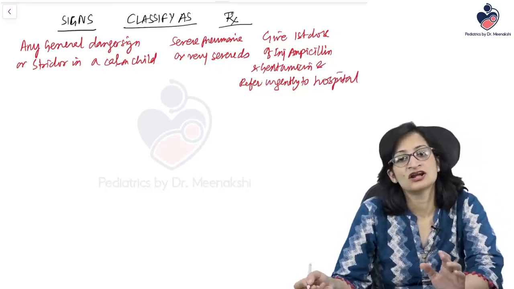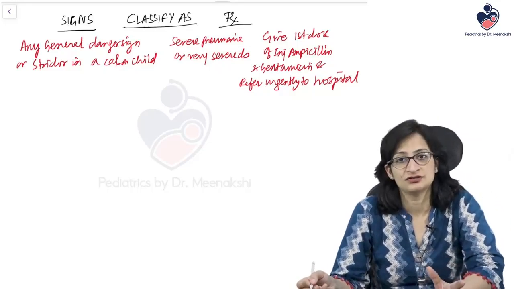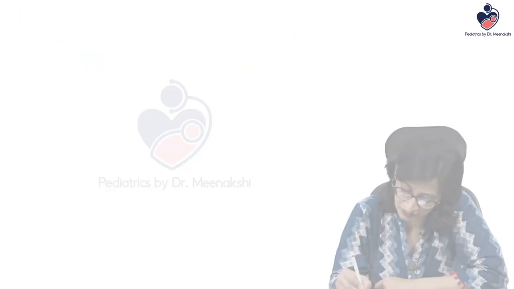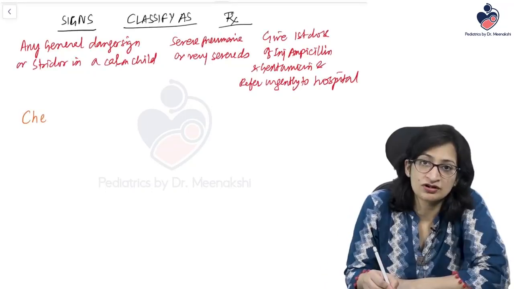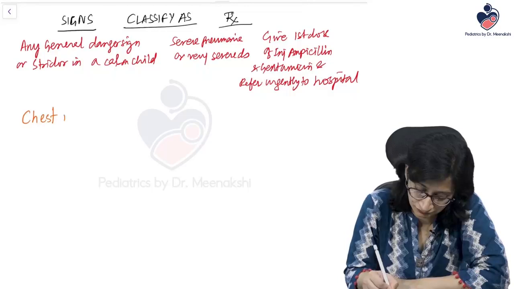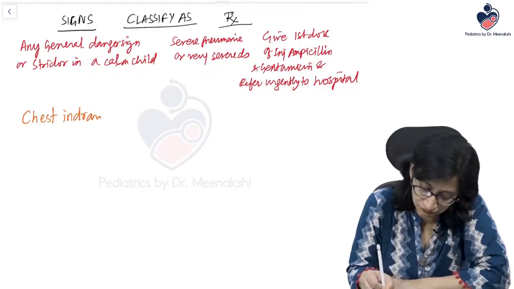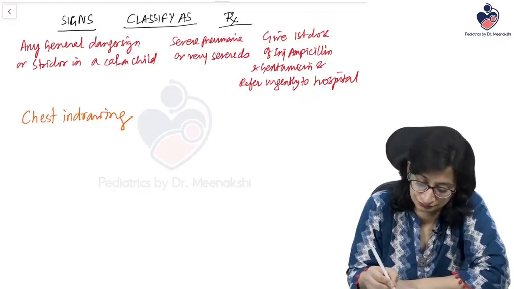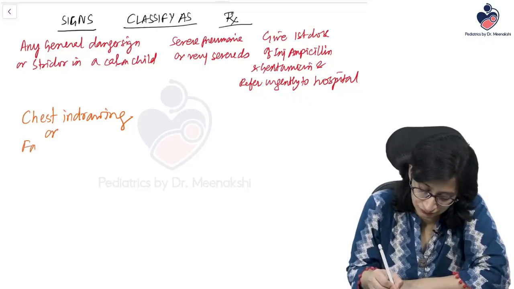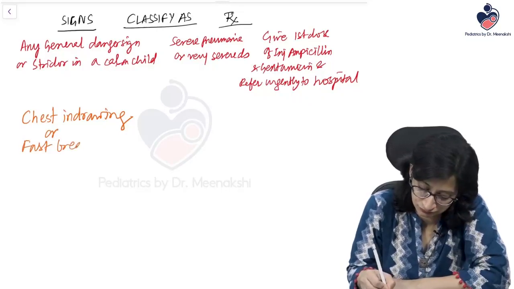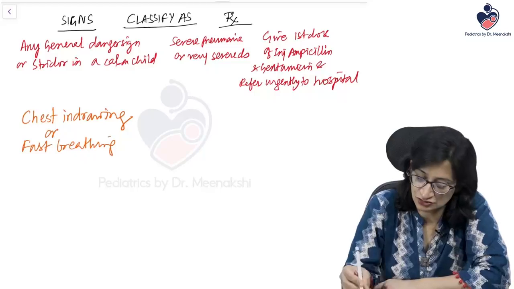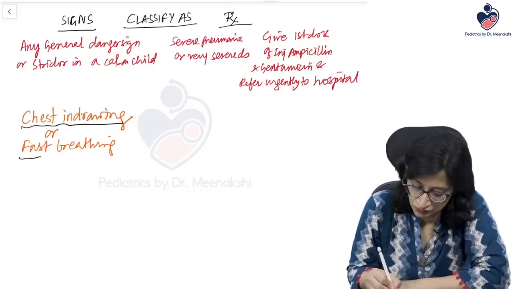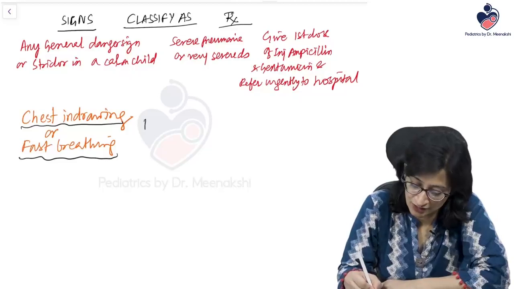Okay, so that is the most severe category, right? If either chest indrawing or fast breathing is there, you classify it as pneumonia.